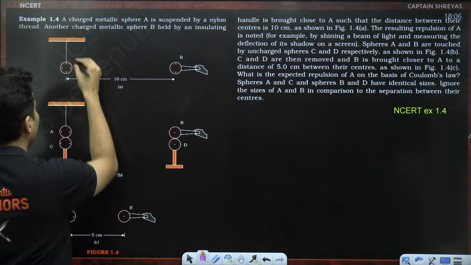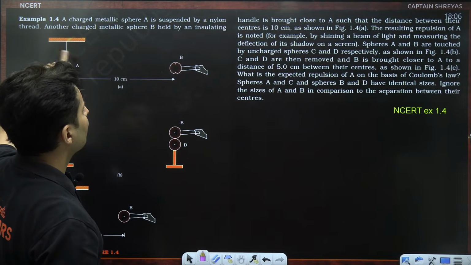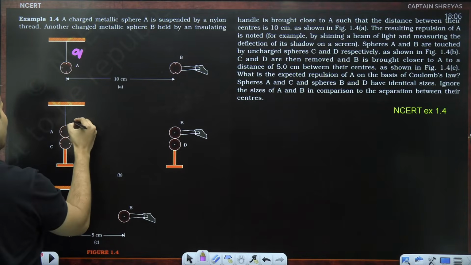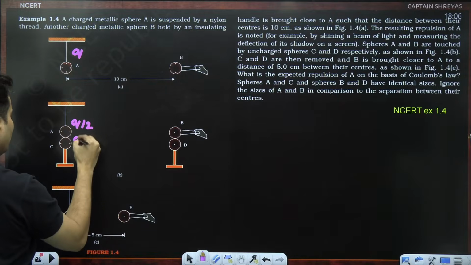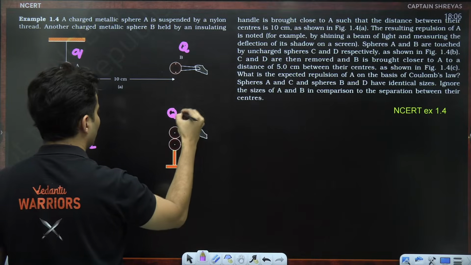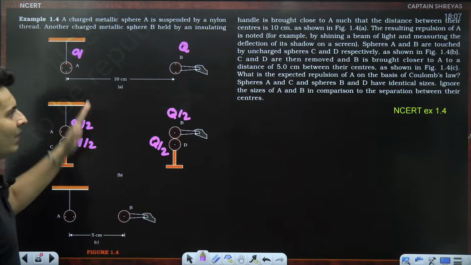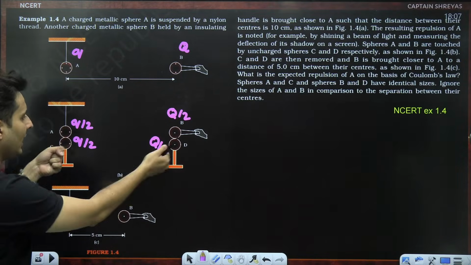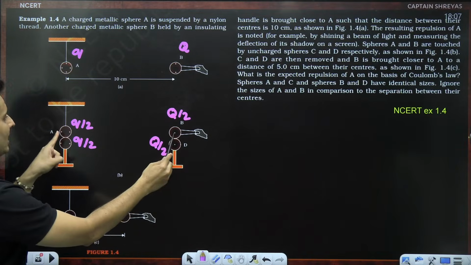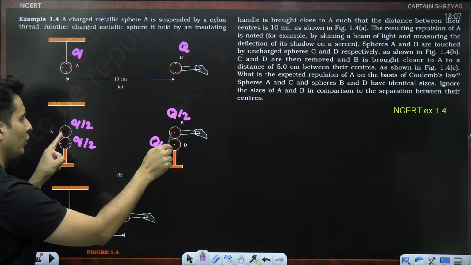So what will happen immediately? Imagine if this had a charge q, this will become q by 2, and this will become q by 2. If this had a charge of capital Q, this will now become capital Q by 2. The charges will get divided. And now you take away those C and D separately away from each other. Now you bring back those A and B spheres. Because the charges have reduced, the force will reduce.